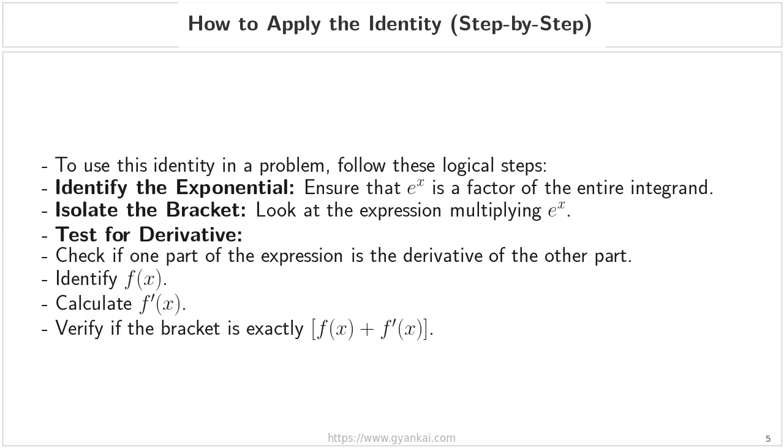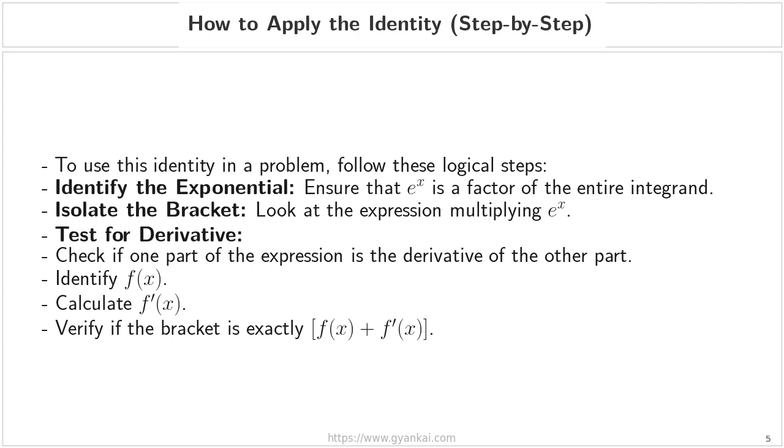Now comes the slightly more involved part: test for derivative. This is where we confirm if the integral actually fits the pattern our shortcut requires. We need to check if one part of the expression inside the bracket is the derivative of the other part. Let's break that down further. First, identify f of x. Choose one of the terms inside the bracket and designate it as f of x. It doesn't matter which one you pick initially, but one will work and the other won't, so we need to test. Then, calculate f prime of x. Find the derivative of the function you just chose as f of x.